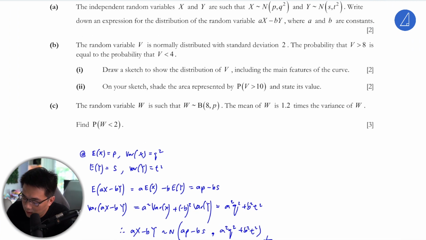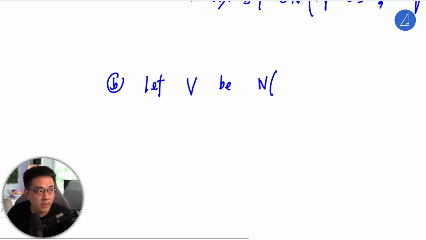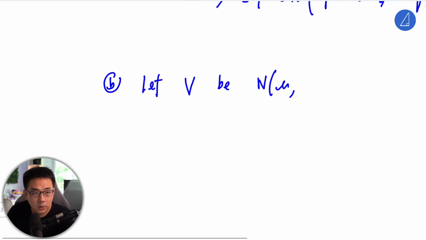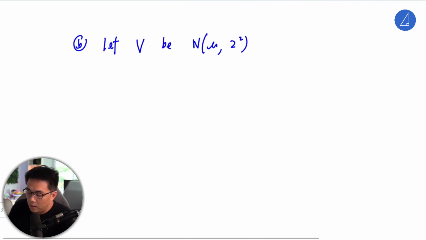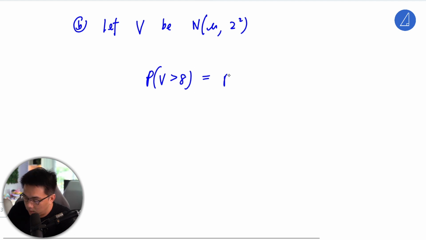Let's look at B. The random variable V has a normal distribution with standard deviation of 2. The probability of V larger than 8 is equal to the probability of V less than 4. Draw and sketch the distribution of V, including the main features of the curve. I think this is pretty okay also. So I'm going to just let V be the normal distribution with a mean of mu. Because we were told that the standard deviation is 2, I'll put 2 squared. Now the main thing is that we were given that the probability of V bigger than 8 is equal to the probability of V less than 4.